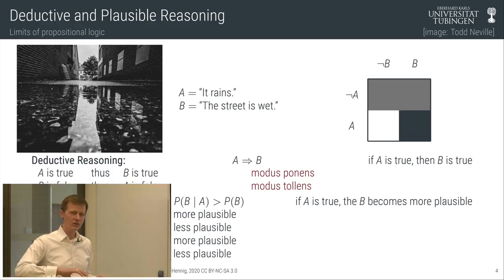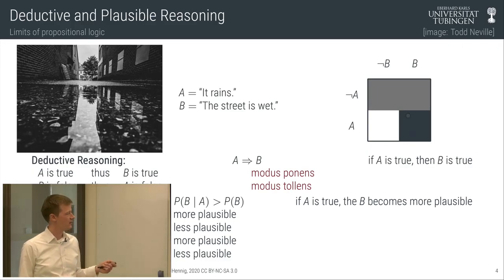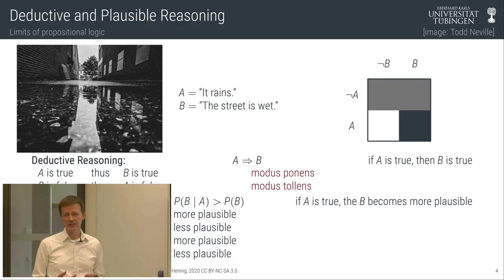But it also allows, in a very specific sense, the inverse kind of reasoning, which is that if B is false, then A also has to be false. So if you look outside and you notice that the street is dry, then this implies that it cannot have rained recently.